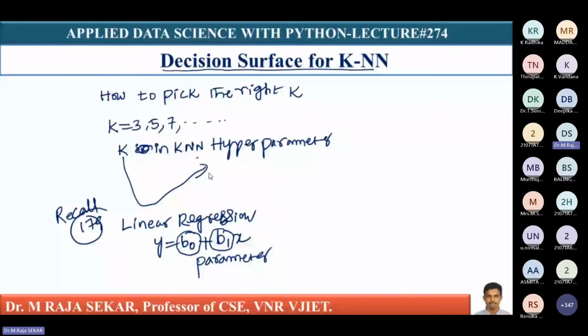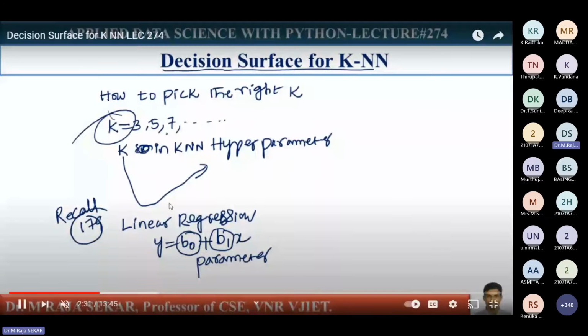For example, just try to recall linear regression. What is linear regression? B0 plus B1x. Here B0 comma B1 are parameters, isn't it? These two are parameters. But here, it's not like this is a hyperparameter. Maybe the normal distribution also, e power minus half x minus mu whole square by 2 sigma square. Those are known as parameters. They will decide the shape of the normal distribution curve, something like that.